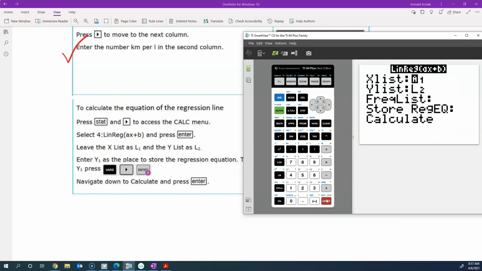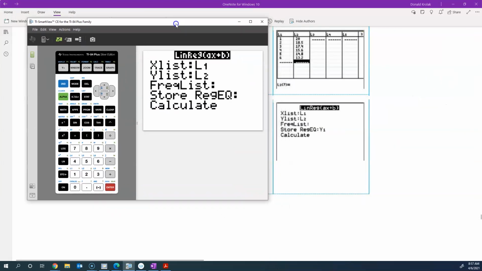Enter. Okay, now here's where something's going to be new. All right, so you've got the correct lists. You don't have to change anything there. But what we want to do now is store the equation in a place called y1 so that we can graph it.